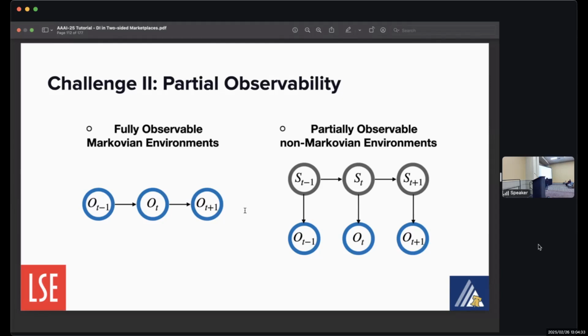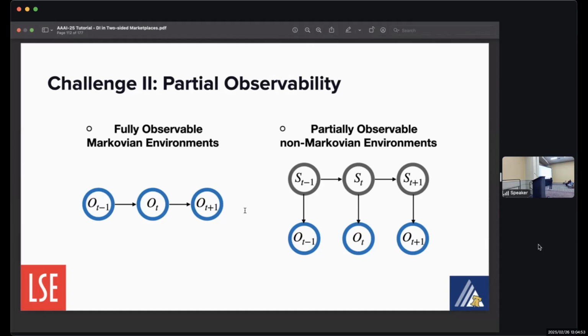And this path is being blocked by the current observation. If you are familiar with graph theory, this basically implies that given the current observation, the past and the future are conditionally independent. And because of that, the Markov assumption is being satisfied. So that's the first figure.